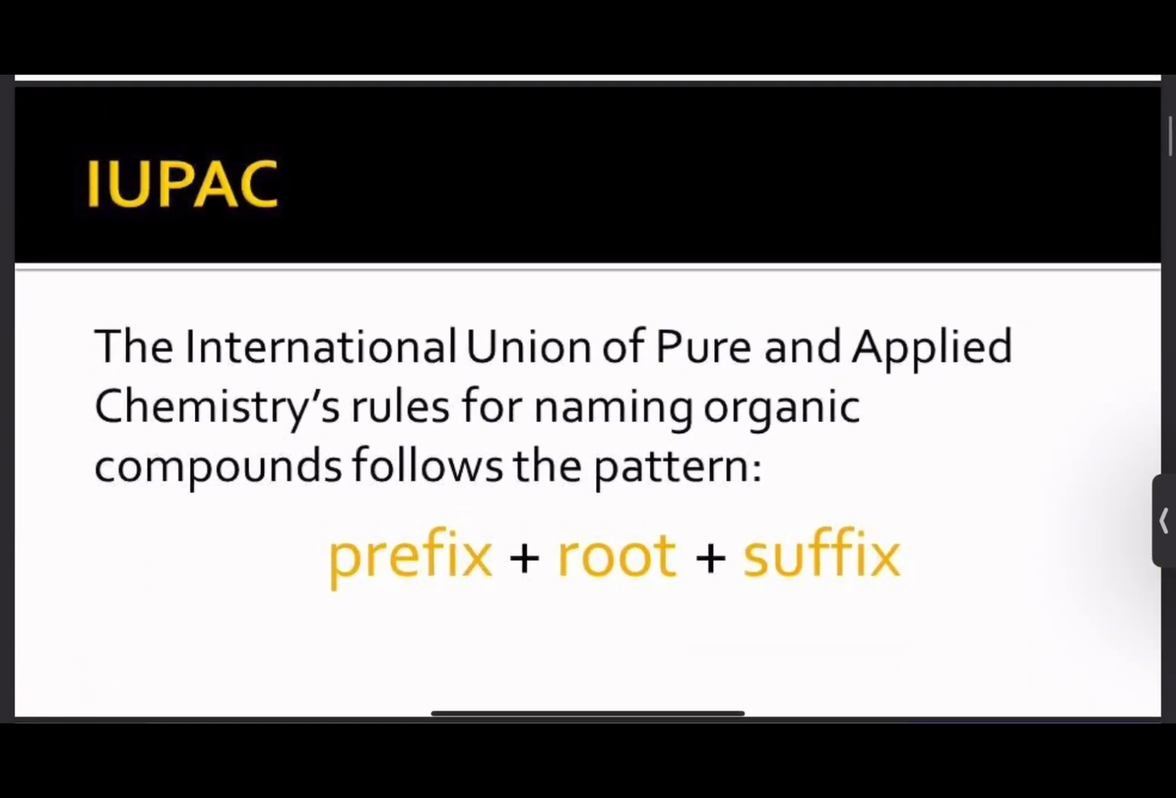IUPAC is the International Union of Pure and Applied Chemistry, which is the organization that decides on the naming of organic compounds. They said we're going to follow this pattern where we have the prefix in the beginning, the root in the middle, and a suffix at the end. We combine all three and end up with the name that we're looking for.